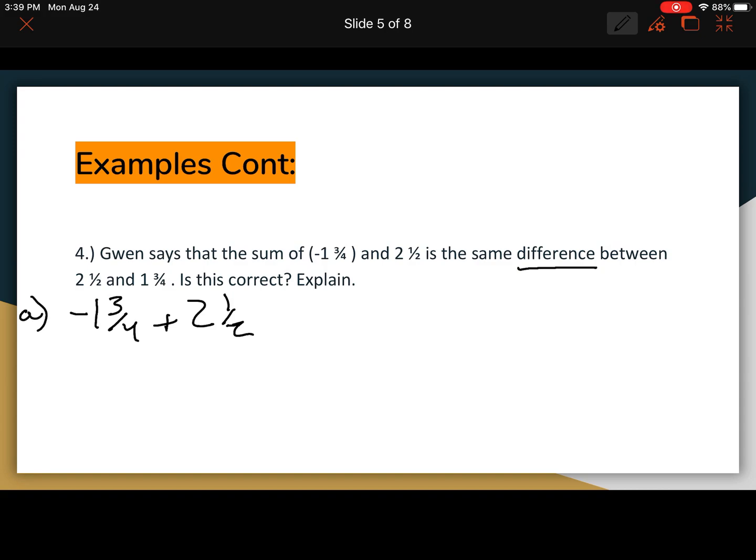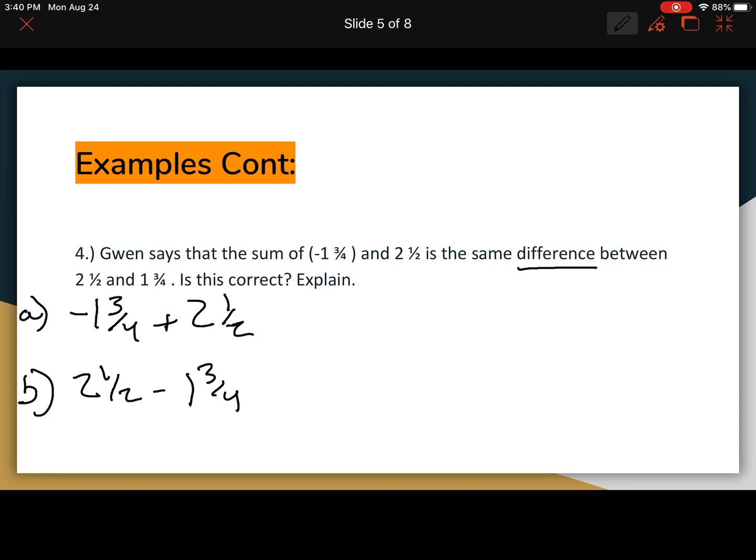I'm going to mark that with a little a. Now b, we're going to look at 2 1/2 minus 1 3/4. Now, why is it 2 1/2 minus 1 3/4? Well, like we said before, the order in the difference matters, and that is the order that is given us. Alrighty, so are these two equations the same?